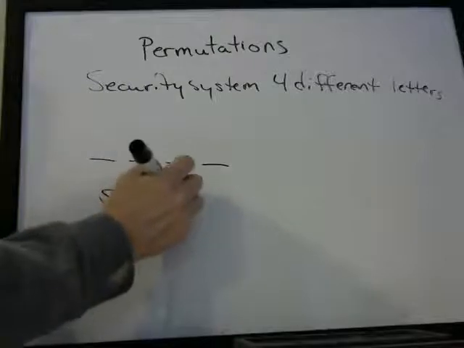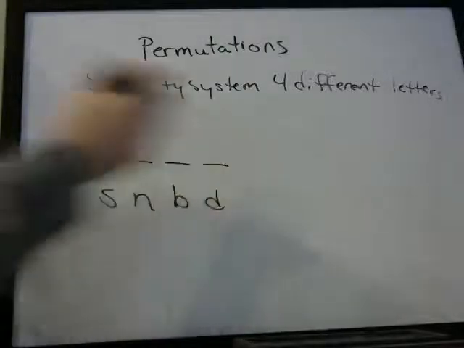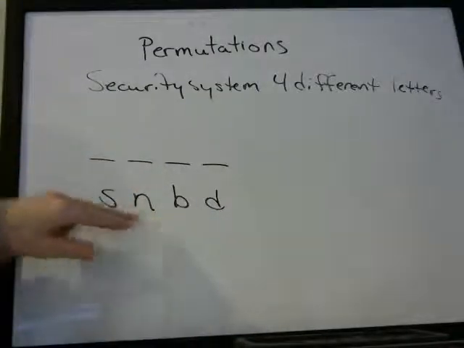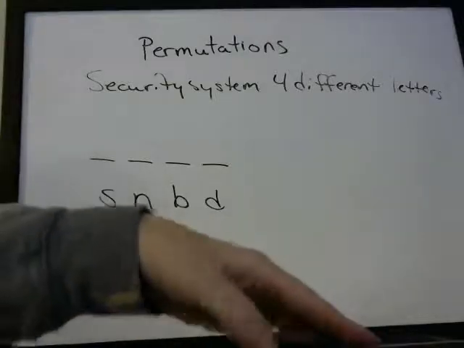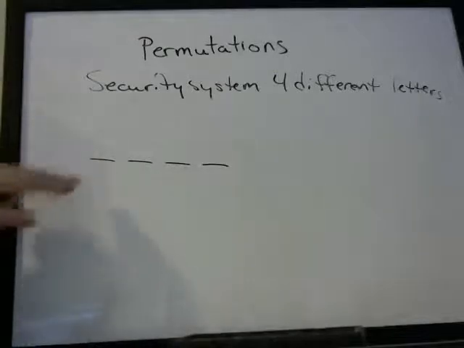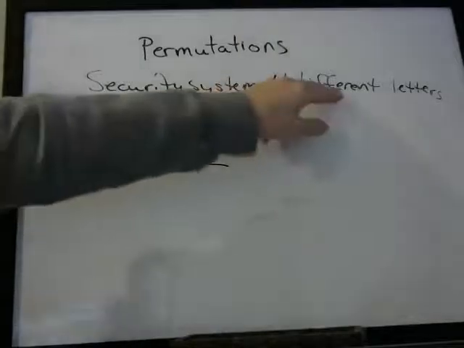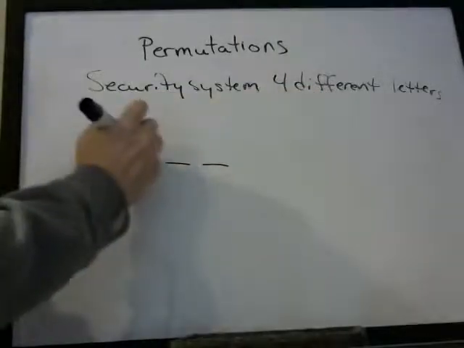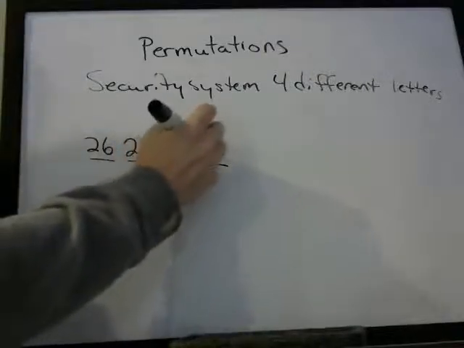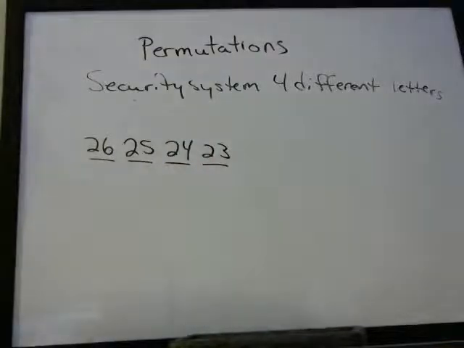S, N, B, D, whatever. 4 different letters in our access code that we're going to punch in. So there are 26 letters. For our first letter, we have 26 letters we can choose from. But because they have to be different, we only have 25 letters for the second, 24 letters for the third, and 23 letters for the fourth spot.